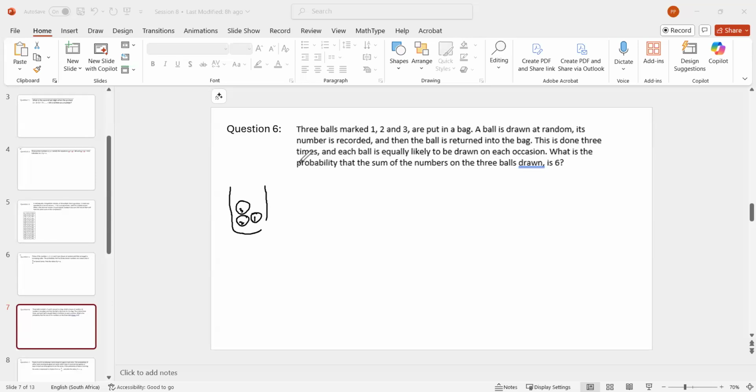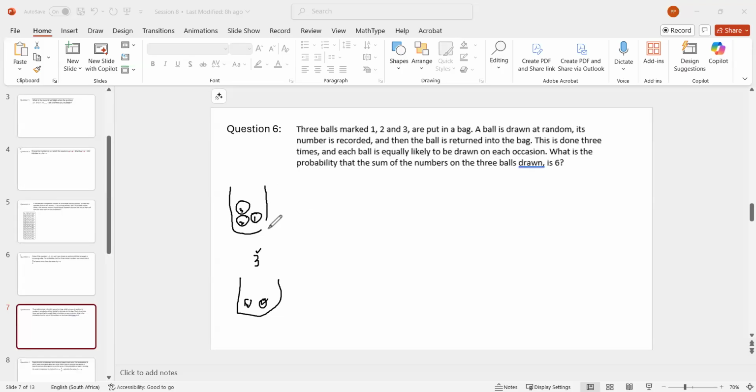Now a ball is taken out at random. Say, suppose you take out 3, then you're left with 1 and 2, right? So its number is recorded. So I just recorded the number. And then the ball is returned to the bag. Oh, so this 3 goes back into the bag. So you're back into that situation. And then this is done 3 times.